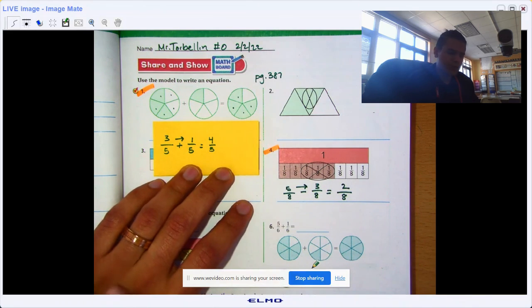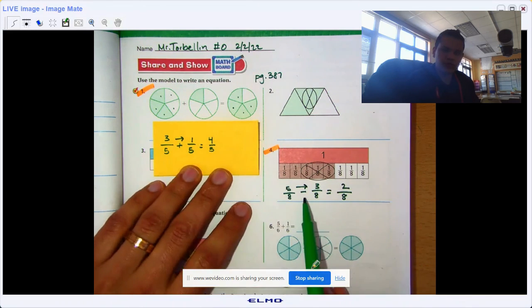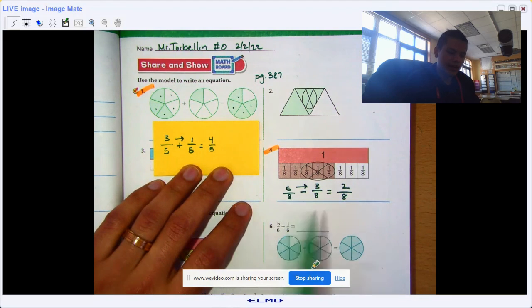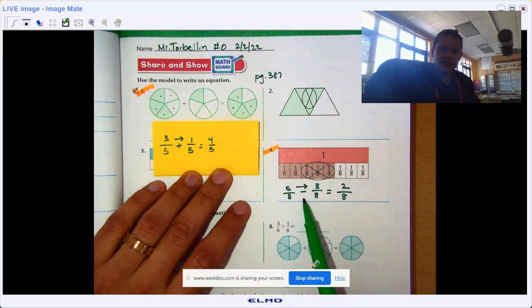Okay, very important. Whenever you add or subtract fractions with the same denominator, you only do the math operation, either add or subtract, in the numerator.